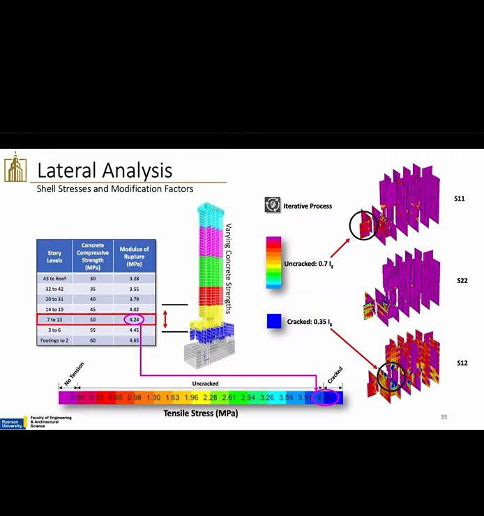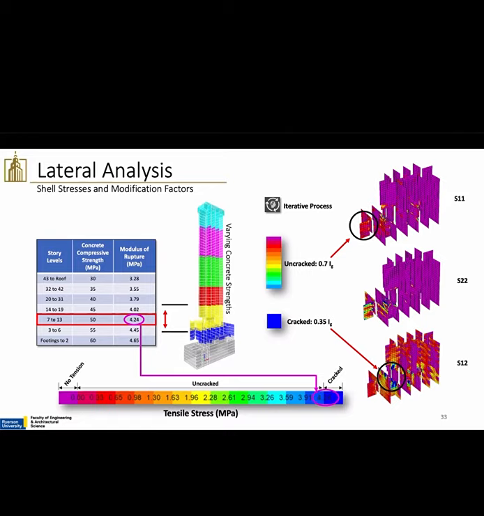To show you this process, we'll look at floors 7 to 13 shown here. First, we isolated these walls in ETABS to display the shell stresses from analysis. The stress limits on the spectrum shown below were set to be between 0 and the modulus of rupture of the concrete strength associated with the walls. So anything in purple represents compression, and anything in dark blue represents the cracking point of the concrete walls.